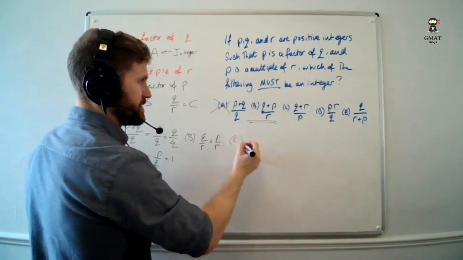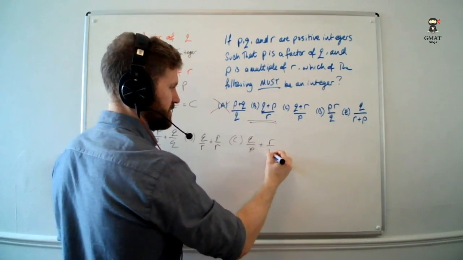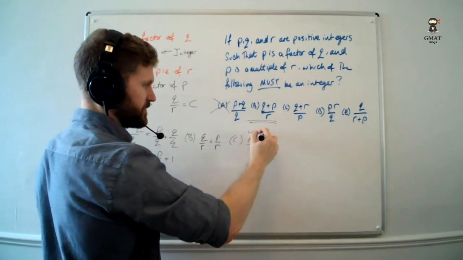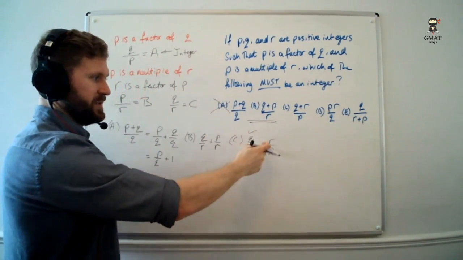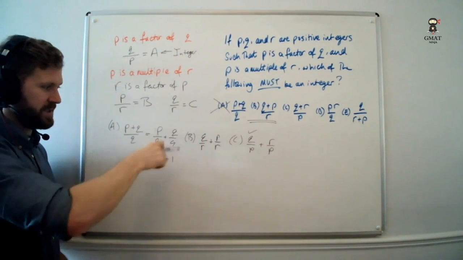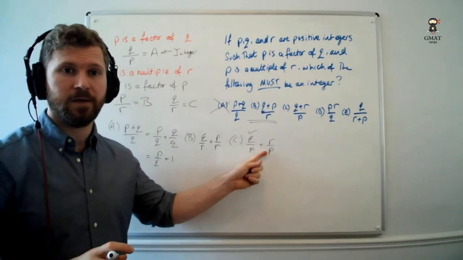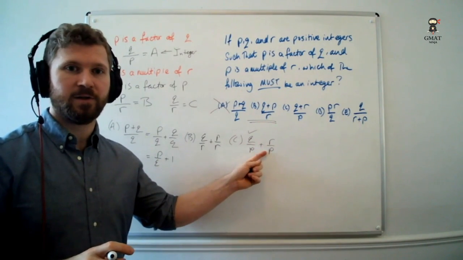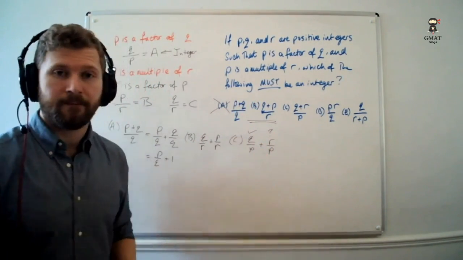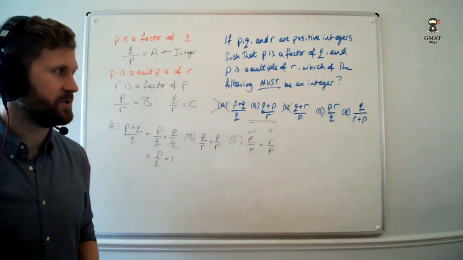C, again, split this up. Q over P plus R over P. Q over P, what we said right at the beginning, that's an integer, so that'll work. R over P, though. I know that R is a factor of P, and in the same way we did with A, it could end up being a whole number, but then again, it might not. And because the question is which one must be an integer, I can't tell. So the answer can't be C. I can't guarantee that's going to be an integer.